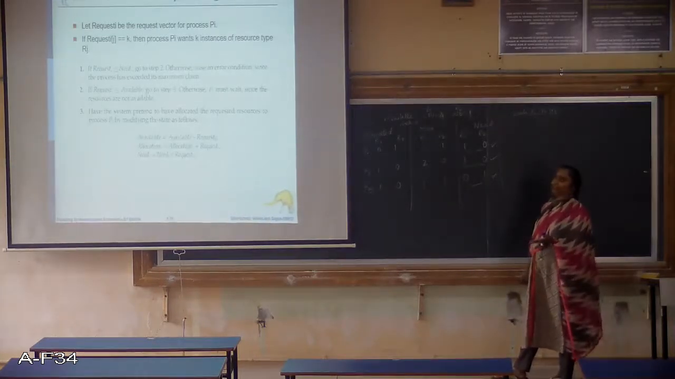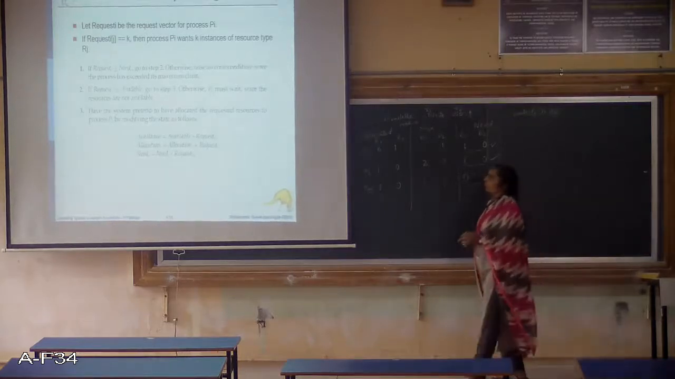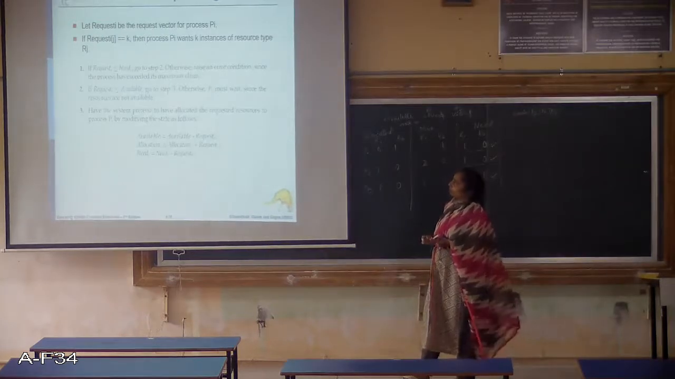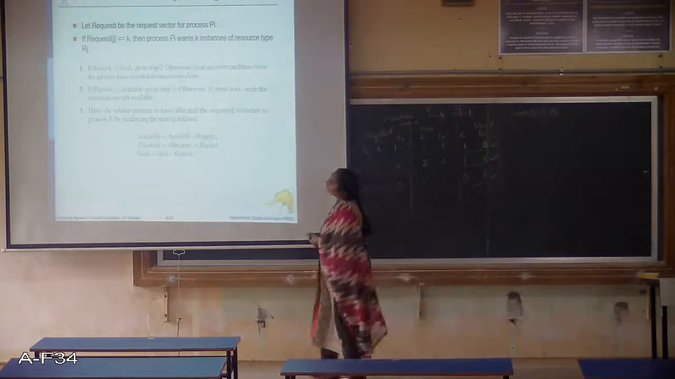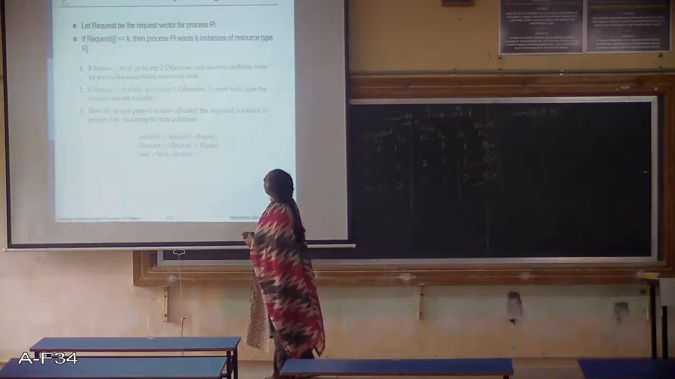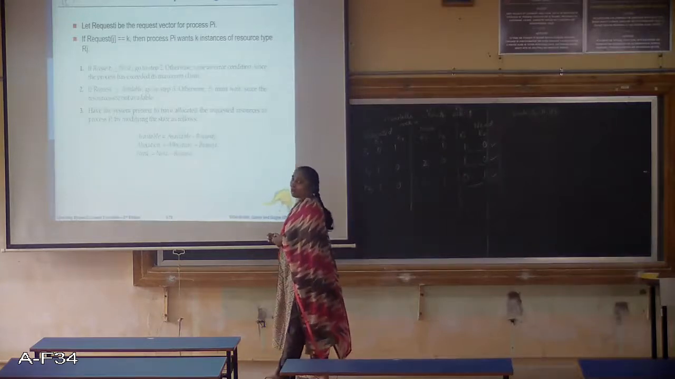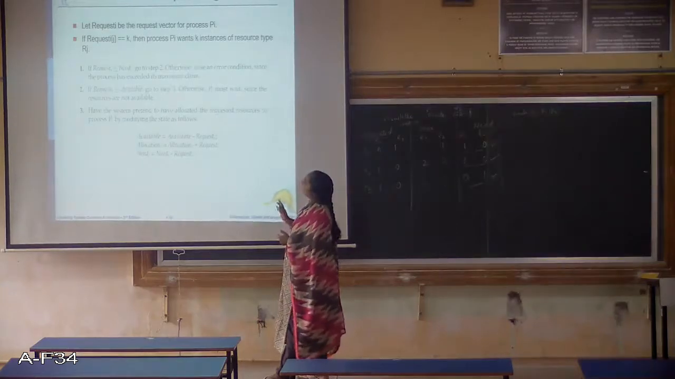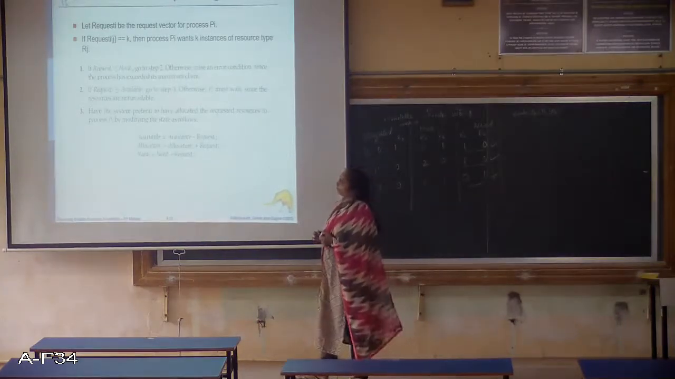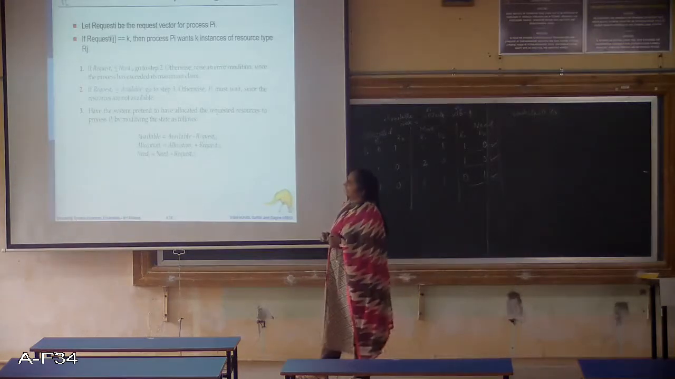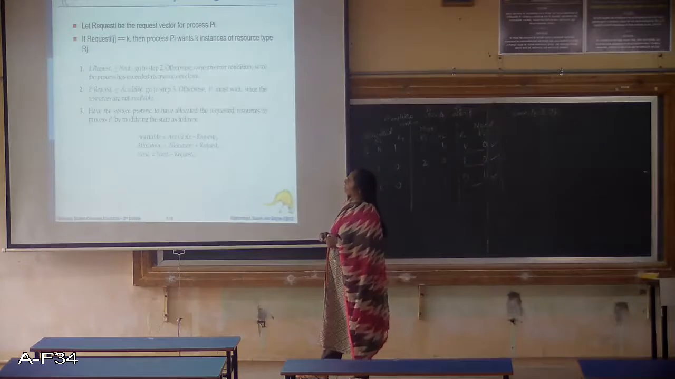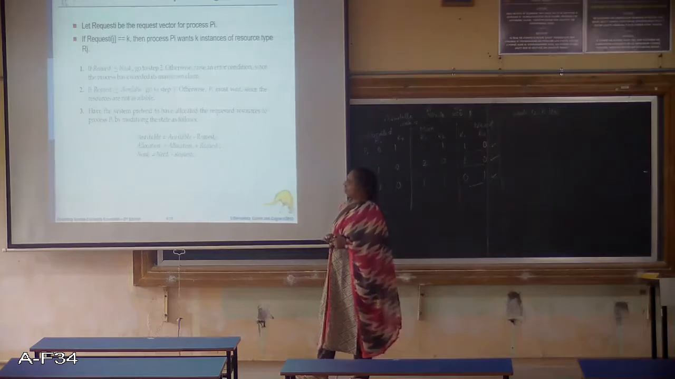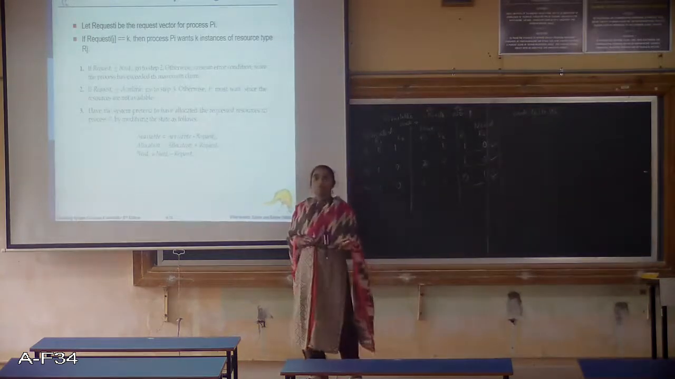So, the resource request algorithm. We have another algorithm, the resource request algorithm, to see whether you can satisfy the request. Let Request be the request vector for a process Pi. If Request i, j is equal to k, then process Pi wants k instances of resource type Rj. If Request i is less than or equal to Need i, go to step 2. Otherwise, raise an error condition since the process has exceeded its maximum claim.